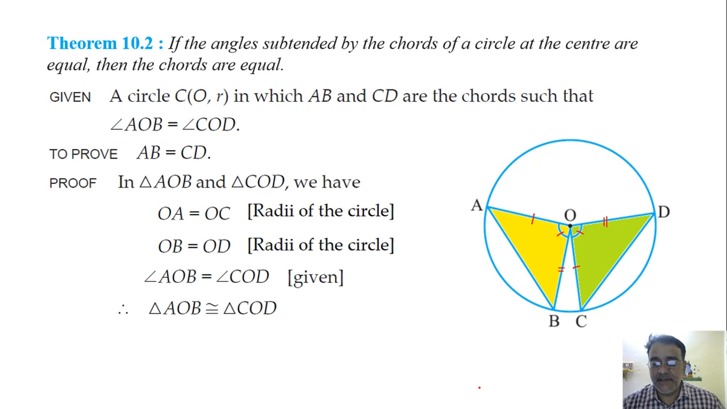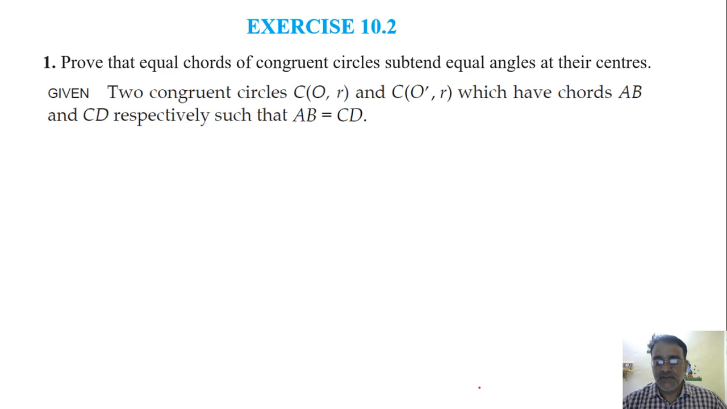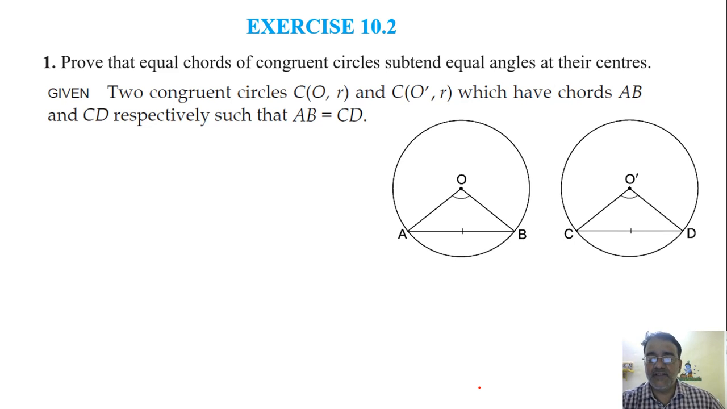So we'll conclude AB is equals to CD. Why? CPCT. Very good. Next, exercise 10.2 का ये first question है, and it is similar to 10.1 theorem. Prove that equal chords of congruent circles subtend equal angles at their center. So यहाँ पे दो congruent circles हैं.